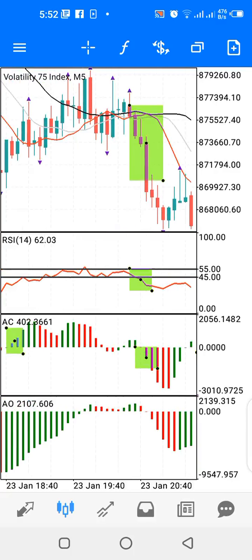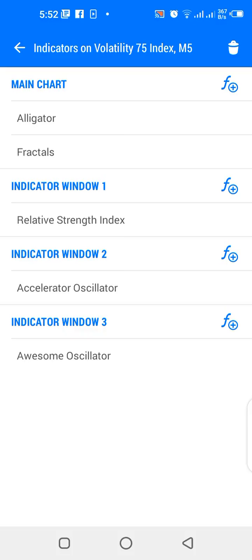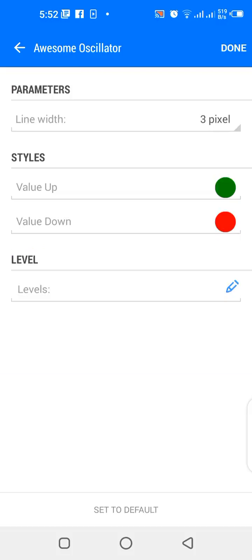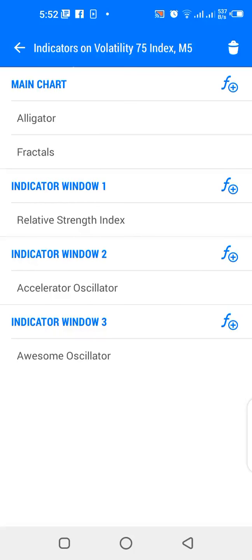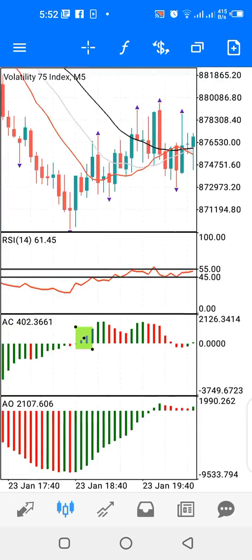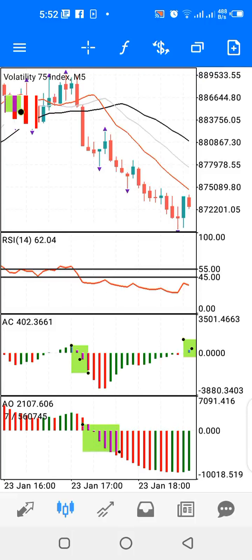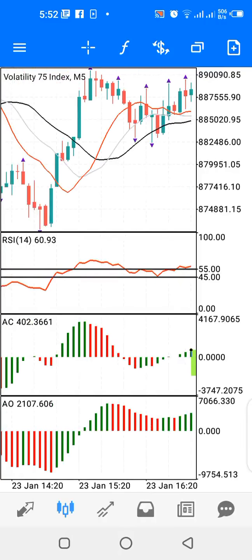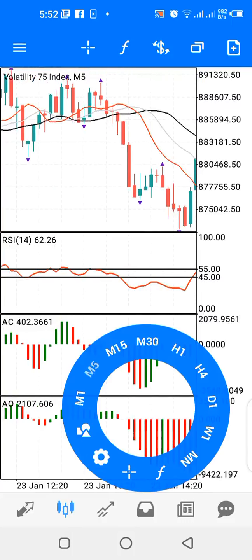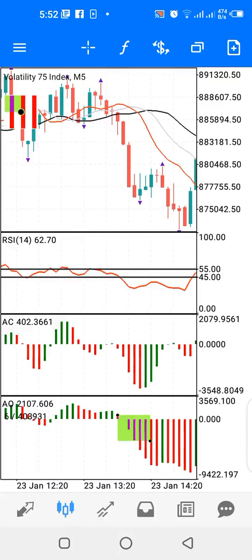Let's look at indicator window 3. Let's look at the settings. We have indicator window 3, awesome oscillator. The value up color is green, value down color is red. Similar to what happened on indicator window 2, where you have a cross down and the formation of red bars below, look to sell at least 2 to 3. Same for buy signal, formation of green bars above, look to buy. Formation of red bars below, look to sell.